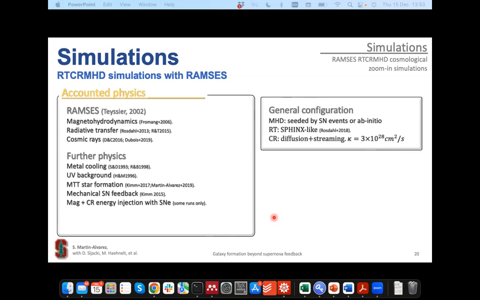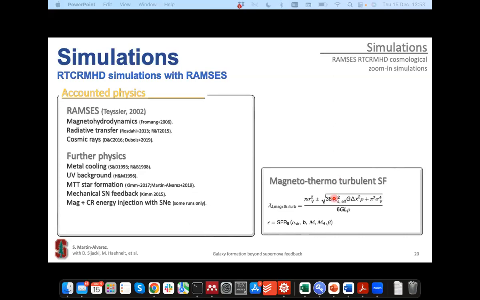The galaxy formation methods are, the vanilla is pretty standard, but then when you go to the specifics, our magnetic fields are either seeded by supernova remnants, so basically trying to generate an astrophysical injection of magnetic fields, or ab initio, which means that they're primordial and they were there at the beginning of the universe. Our radiative transfer is very similar to the Sphinx simulations. I'll mention a couple of things in a minute. And then, as I mentioned, for cosmic rays, diffusion and streaming, fixed coefficient sitting in the middle of the range that you expect. We use this magnetothermoturbulent star formation prescription.